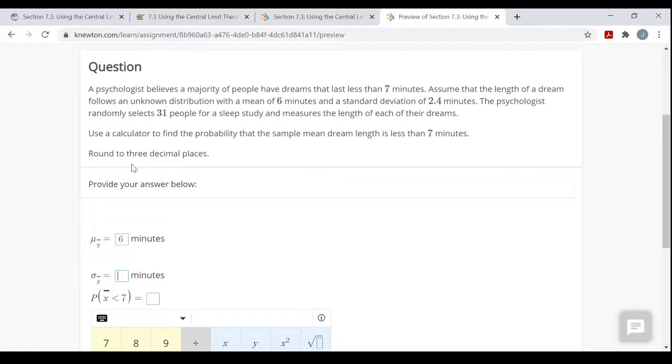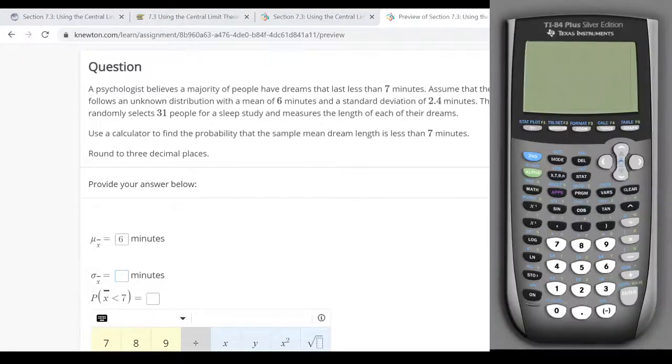So round things to 3 decimal places. The standard deviation for these averages, the average dream lengths for groups of 31 people, will be 2.4 divided by the square root of 31. They're asking me to round things to 3 decimal places. So let me pull the calculator up. I got 2.4 divided by the square root of 31. And then to 3 decimal places, that'd be 0.431.